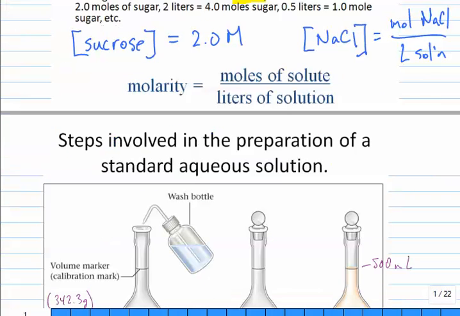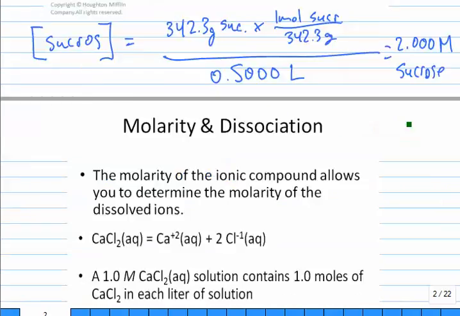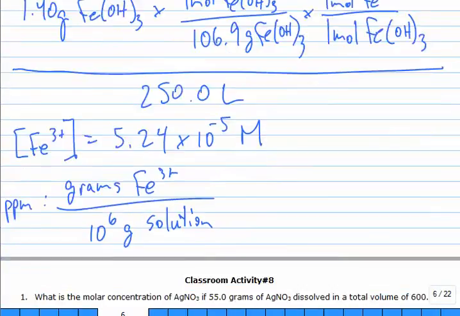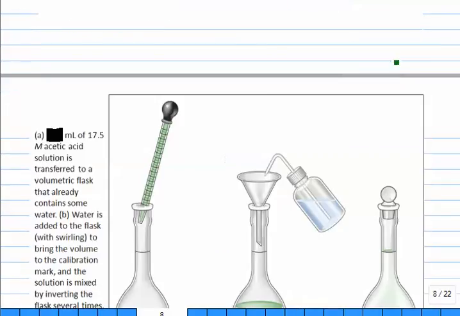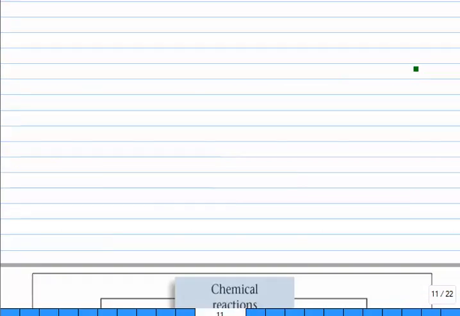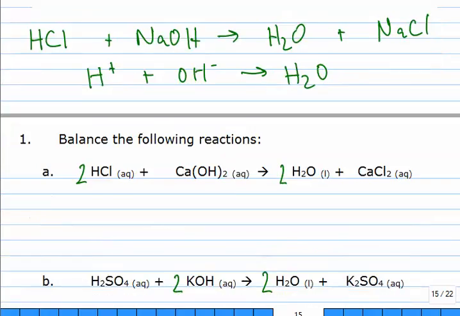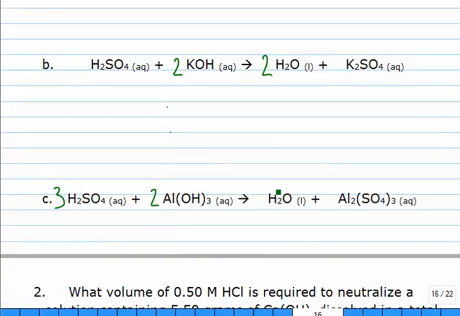So we're going to produce 6 moles of water. Okay, that's going to give us 6 moles of water, and we're done. We don't need to balance anything else.